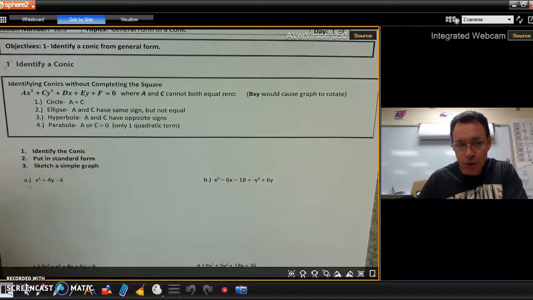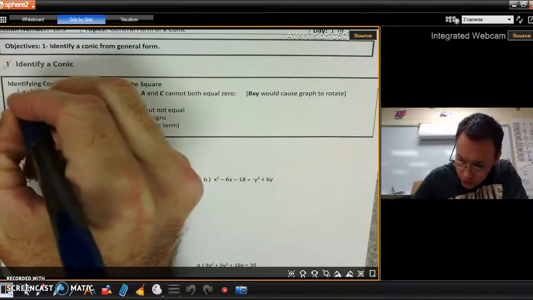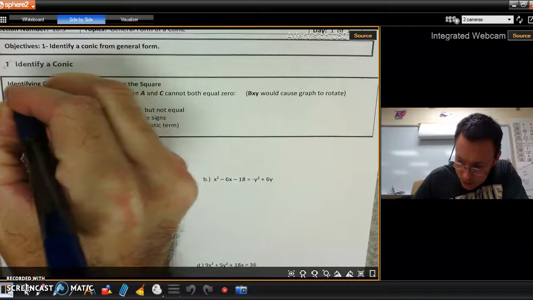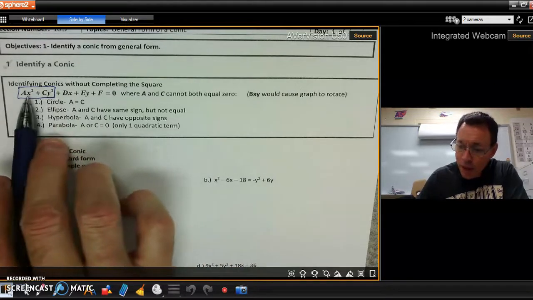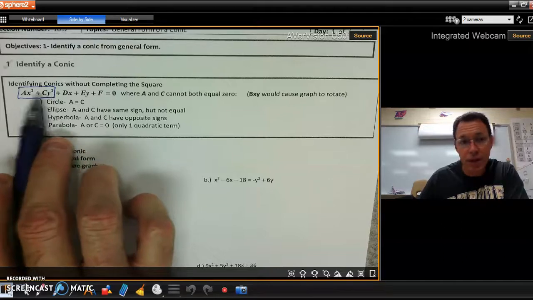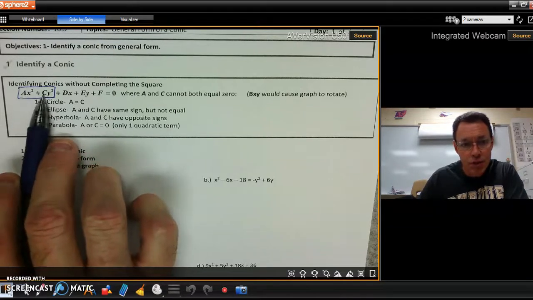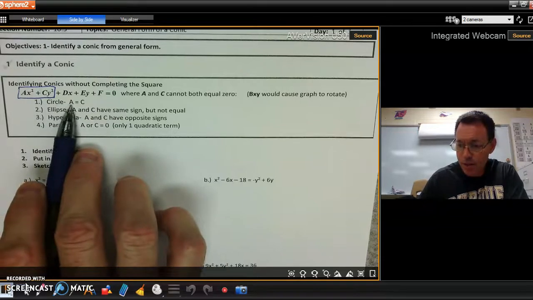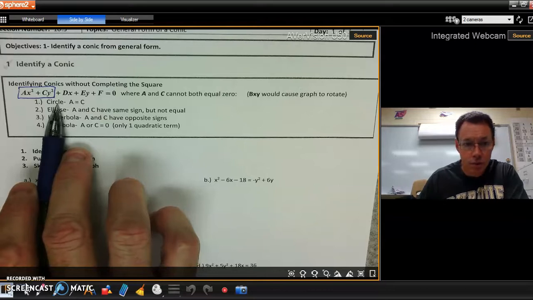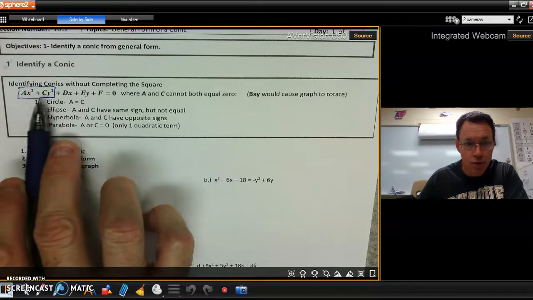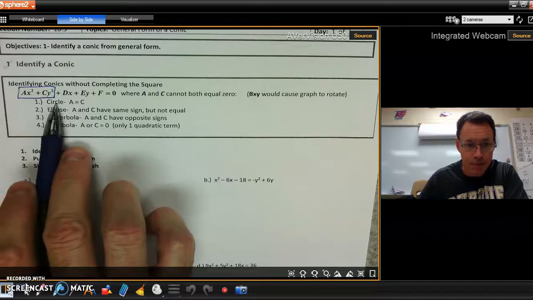So here's what you're looking for. What you want to look at are these 2 things. That's it. You are looking for the x squared and the y squared term. That will tell you everything you need to know. If you have an x squared and a y squared, and the 2 coefficients are the same, that's what this says: if A is equal to C, then you have a circle. Those 2 numbers in front are the same.